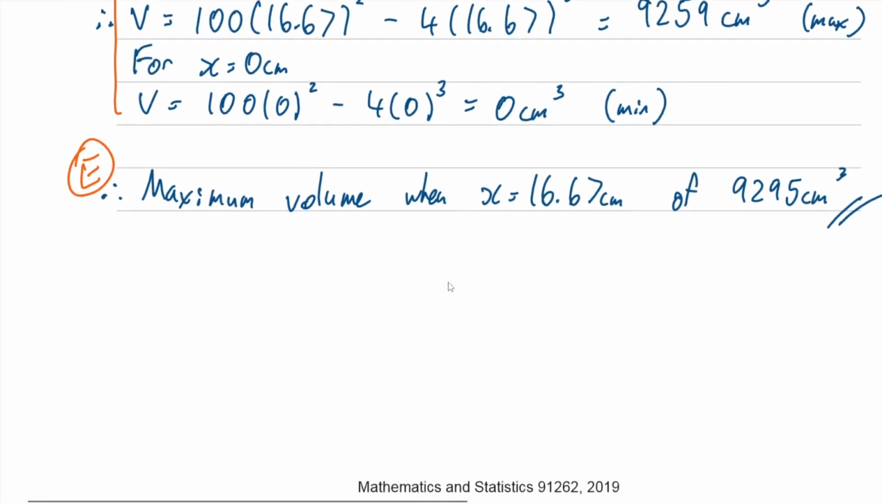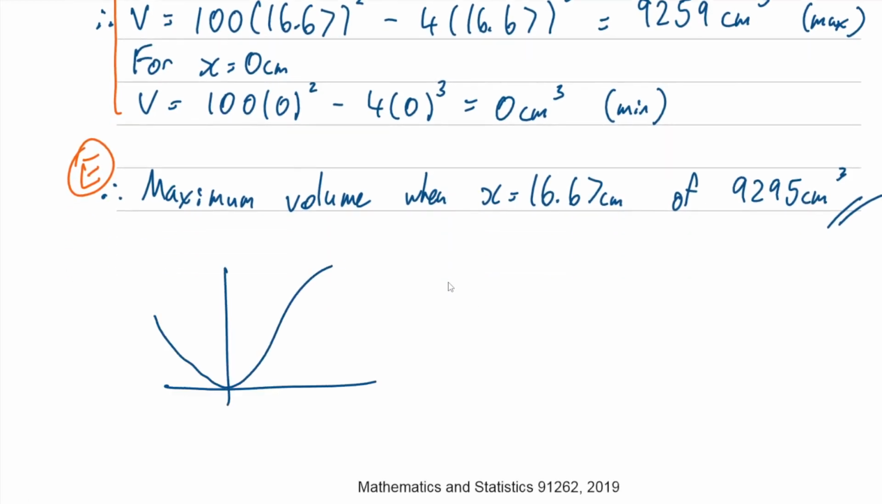You could also do the sketch. So just from our calculator, that was the sketch, and you could label the min and the max points to clearly demonstrate that there is a maximum when x is 16.67 of 9,259. If you got that justification, that was excellent. So you optimized your grade. Well done.